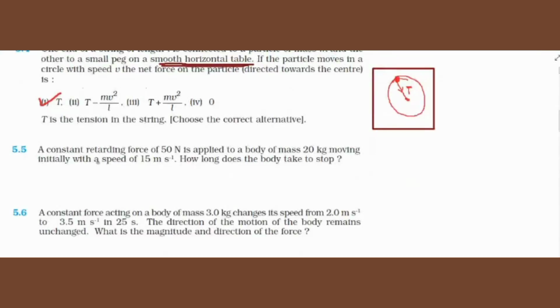Now, come to question 5. A constant retarding force of 50 Newton is acting on a body of mass 20 kilogram with the initial speed 15 meter per second. How long does it take to stop? Again, you first calculate the acceleration. a is equal to F by M. Once you get the acceleration, use the formula v is equal to u plus a t.